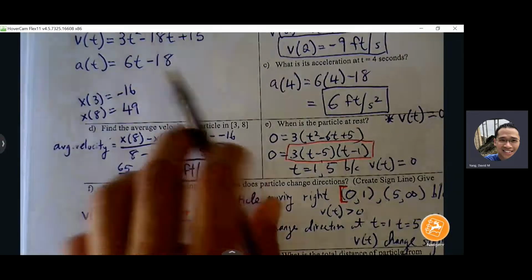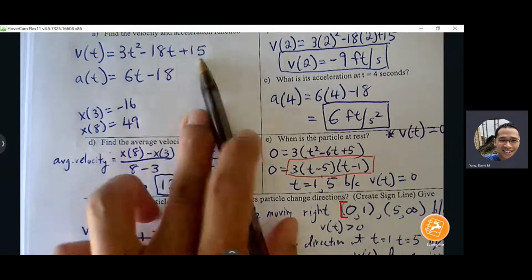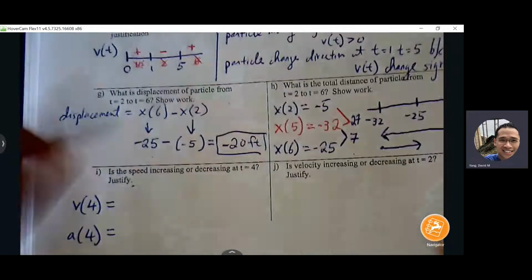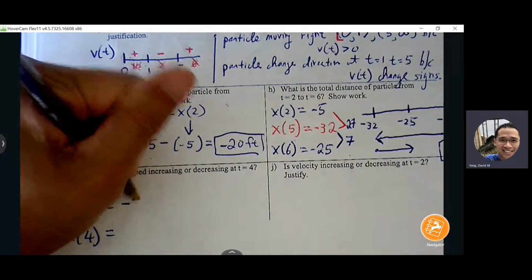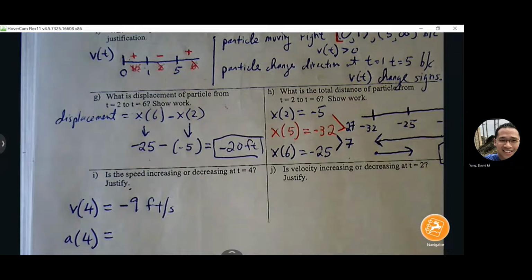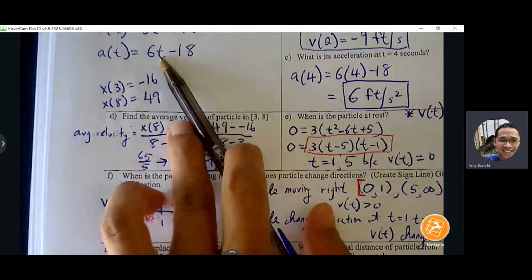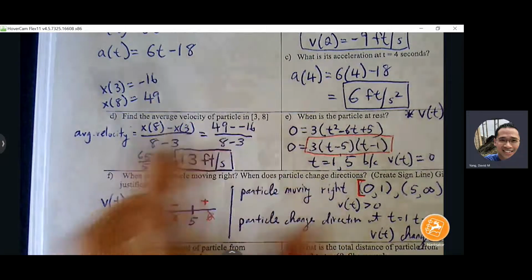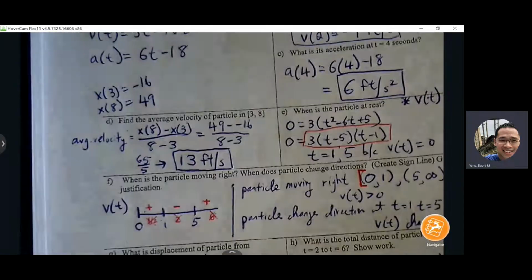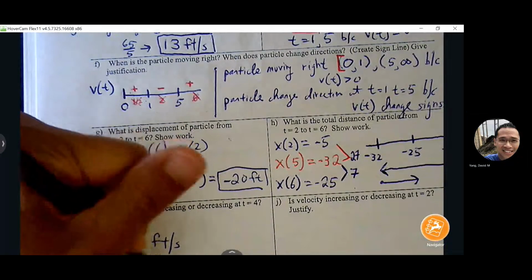If I insert 4 into the velocity function, 3 times 4 squared minus 18 times 4 plus 15, it's going to end up giving us a negative value, -9. Okay, acceleration at 4. 6 times 4 is 24 minus 18. Negative value? Oh, no, positive, right? So 24 minus 18 is 6. So 6 feet per second squared.